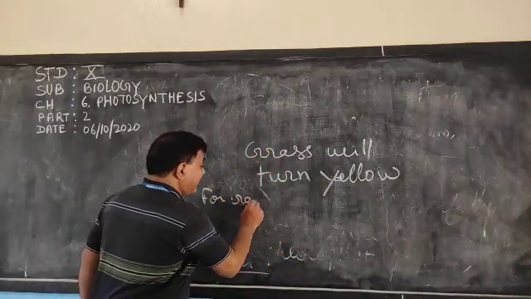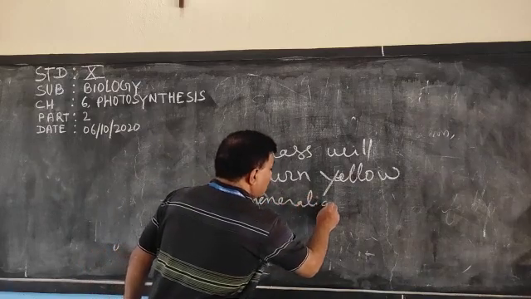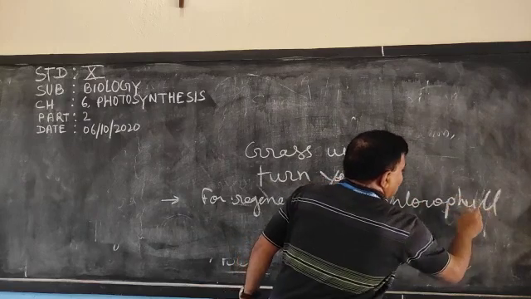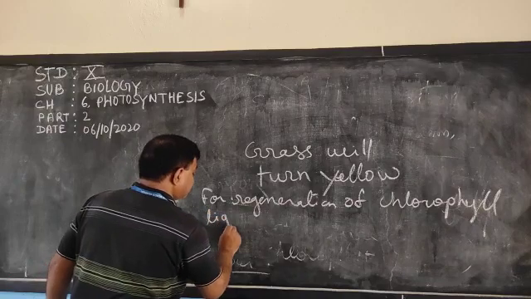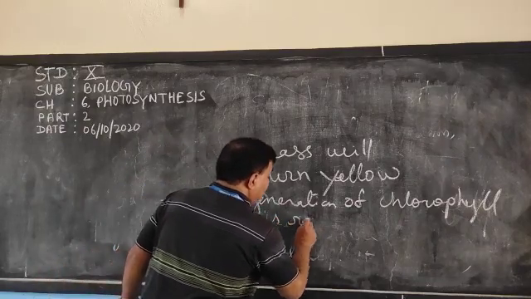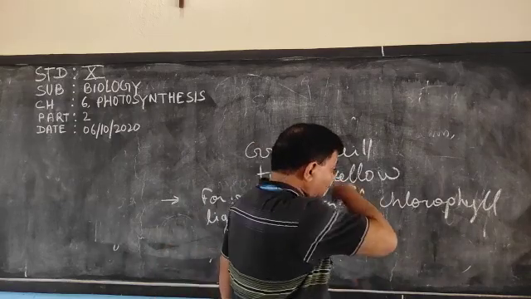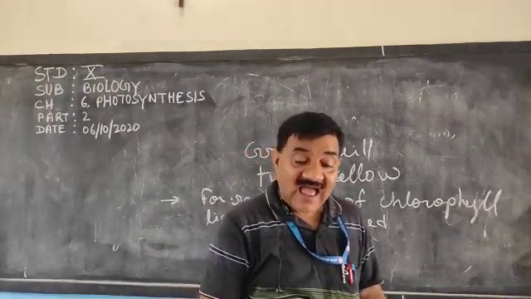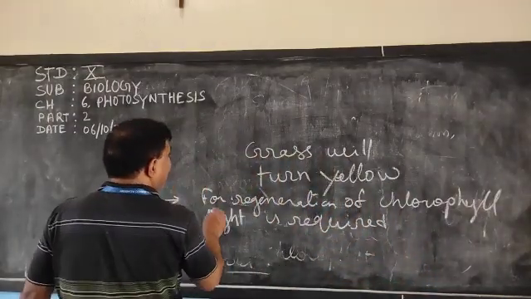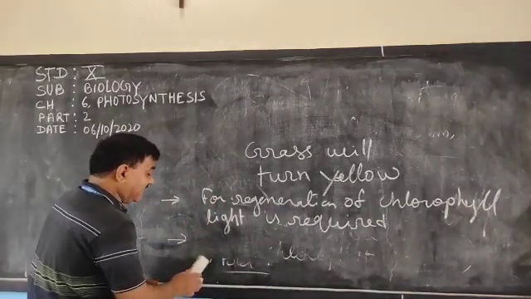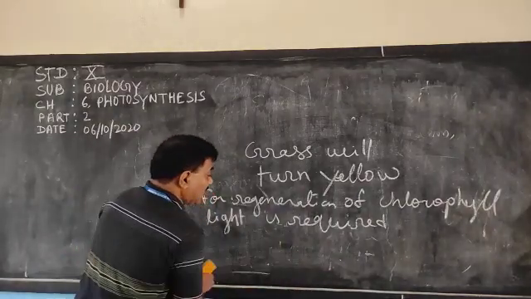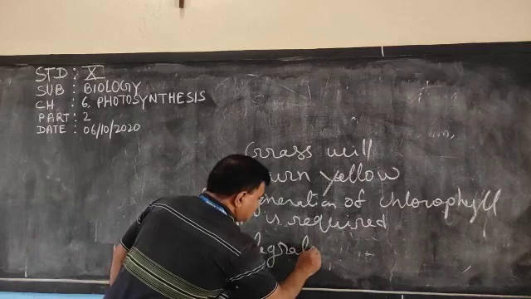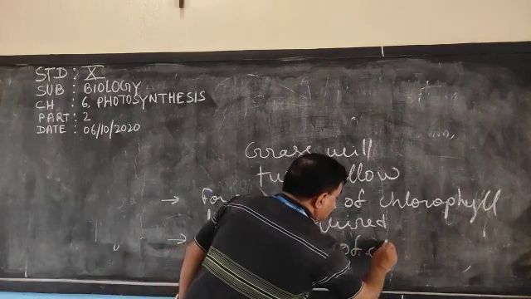For regeneration of chlorophyll, light is necessary or required. So regeneration will not take place. Whatever is there will remain. And in the absence of light, there is disintegration of chlorophyll.